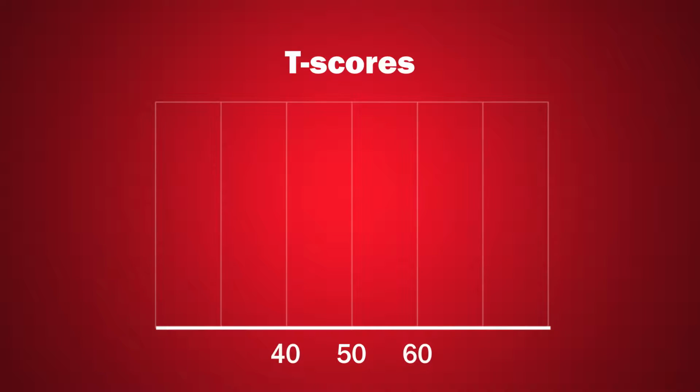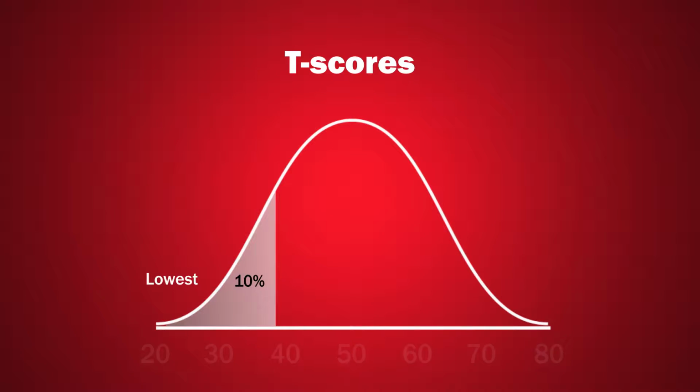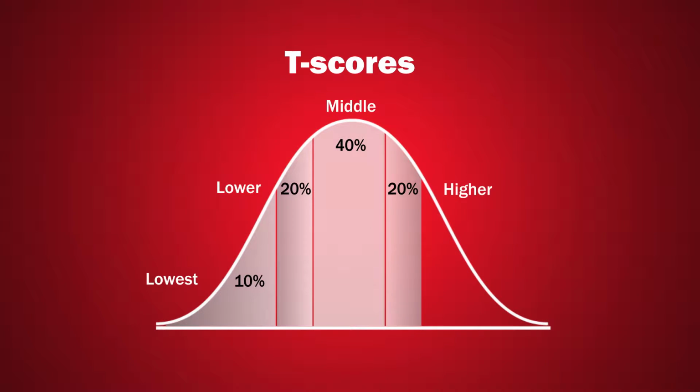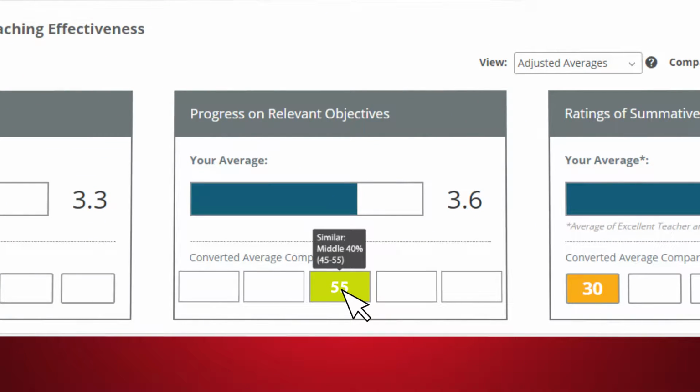Converted scores are T-scores that all have the same average, set at 50, and the same variability, a standard deviation of 10. Scores range from the lowest score in a dataset to the highest score, and then specify if a score is in the bottom 10%, lower 20%, middle 40%, higher 20%, or top 10% of scores in the dataset, depending on the values of the population mean and standard deviation. Hovering over the converted average provides a reminder of its meaning.